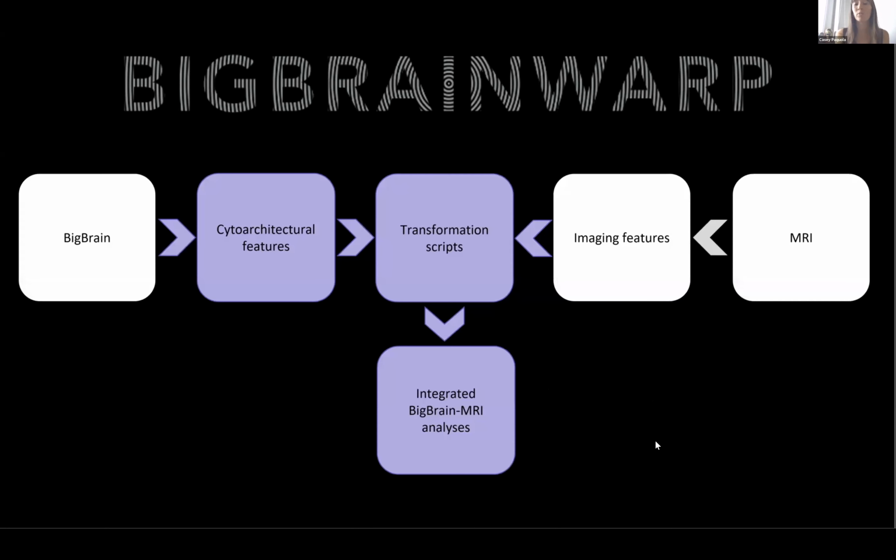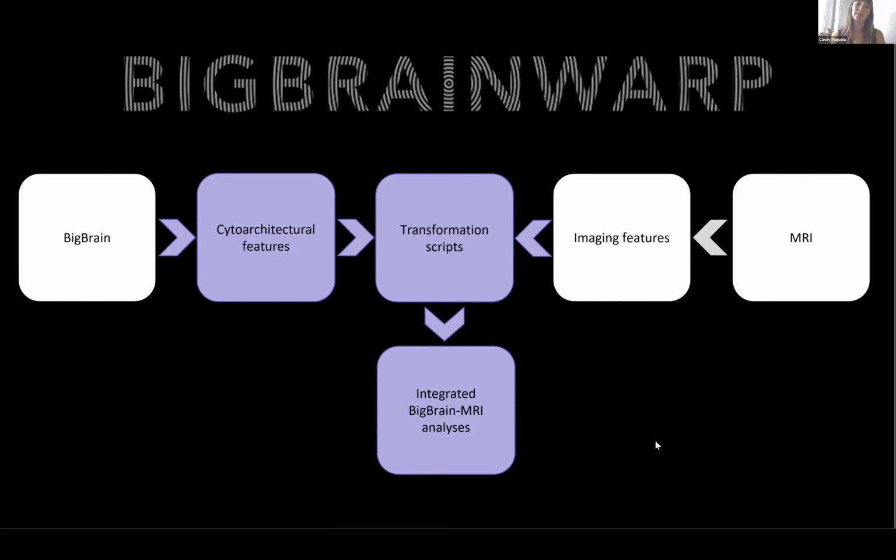So in BigBrain Warp, we're providing a set of tools and examples for multimodal integration of BigBrain. Both BigBrain and MRI will need to be subjected to some type of pre-processing to extract these meaningful features. And then for comparison, you'll need to transform them into the same space. And finally, you'll need an analysis strategy of how to compare them. And BigBrain Warp will help to cover three of these bases, those in purple.